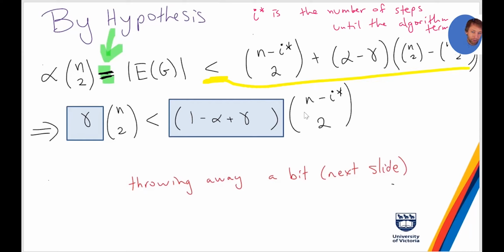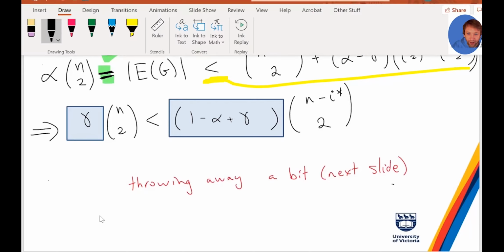And by just analyzing this process, we were able to say that the number of edges in G is at most this value, which is n minus I star choose 2 plus alpha minus gamma n choose 2 minus n minus I star choose 2. And this was just basic counting, counting how many edges you delete. Okay, right? So in each step, you delete a certain number of edges, which is based on the fact that the minimum degree condition didn't hold. And if you do the bookkeeping, then you get this bound. Yeah, this is not very enlightening, to be honest.